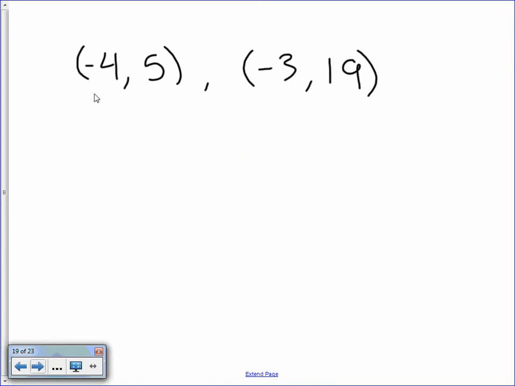Next one here. Throwing in some negatives. So here is x1, y1. Here is x2, y2. Y2 minus y1, so 19 minus 5 over x2 minus x1, so negative 3.